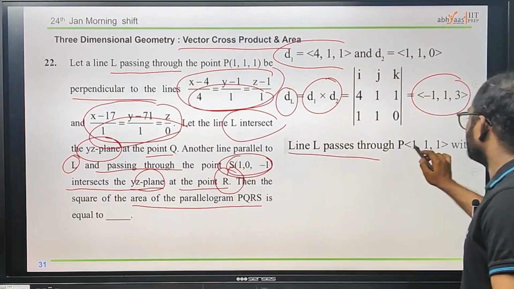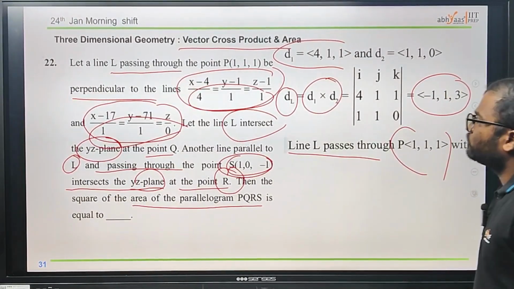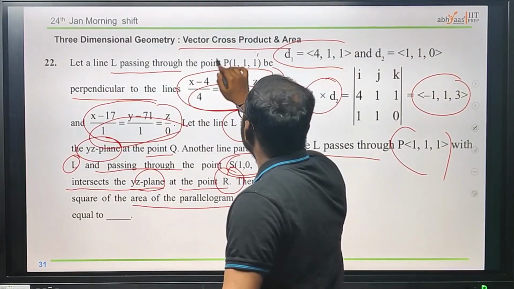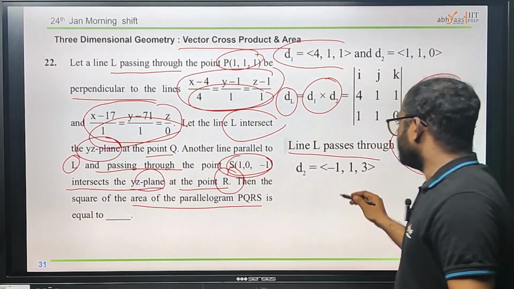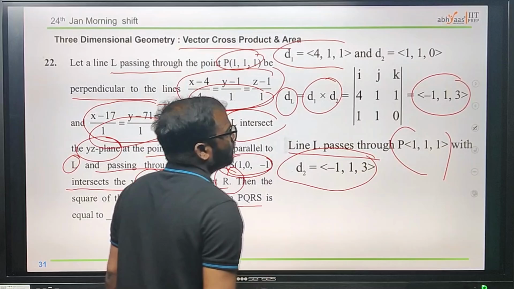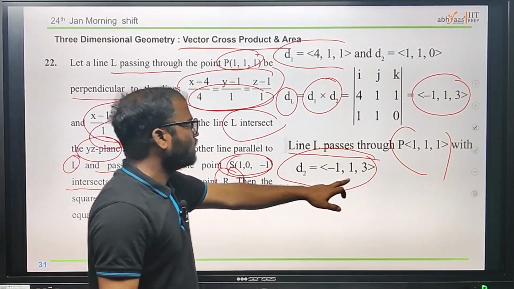Now, line L passes through this point and is perpendicular to this, so for that reason we can just take the direction ratio as minus 1, 1, 3.